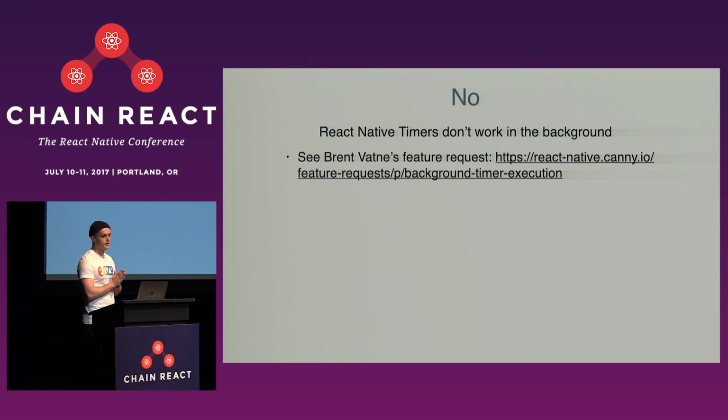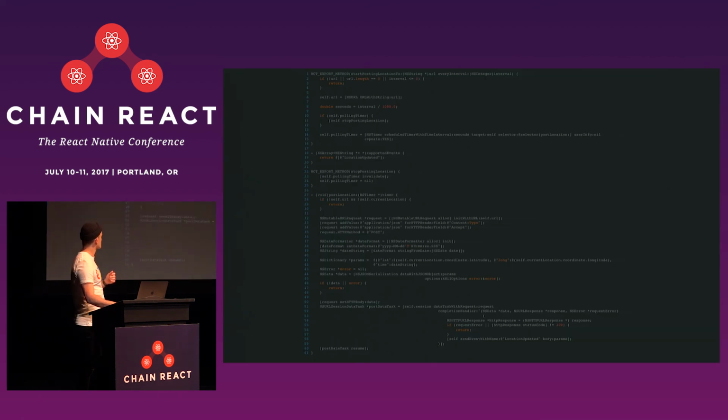No, you cannot. Brent Vatne from Expo wrote a product pane on this, but the TLDR is that React Native timers don't work in the background. So what you have to do is write a bunch of lovely looking Objective-C to kick off a long-running polling task in the background. So again, once you've done all of that permission stuff, I just use NSTimer here to continuously poll the server because we don't actually care about the GPS coordinate. We just need to turn this on and off for our particular example.